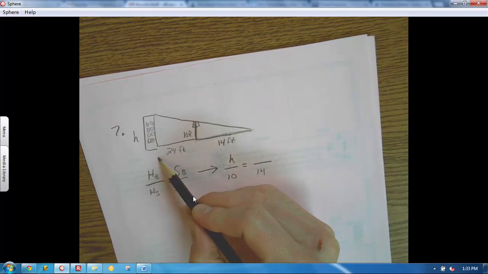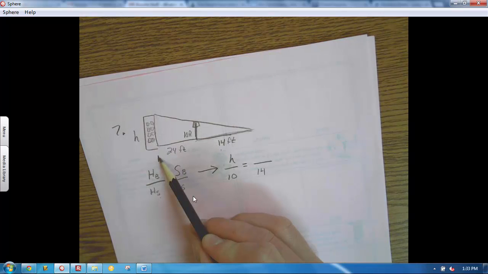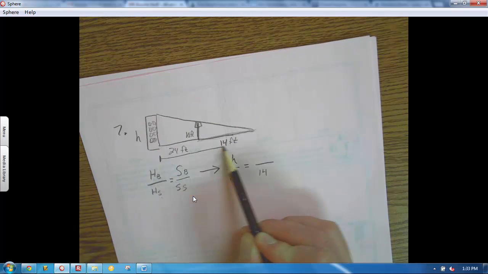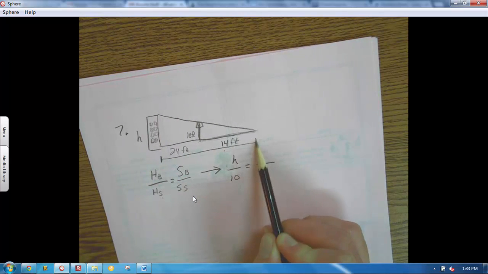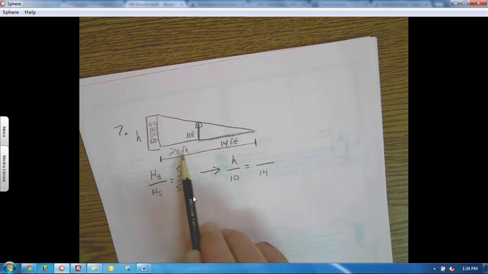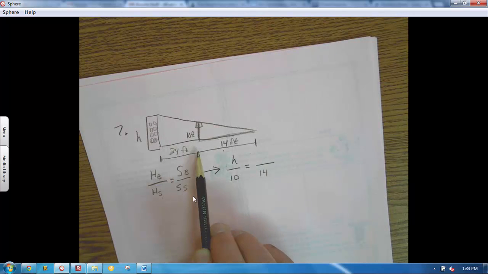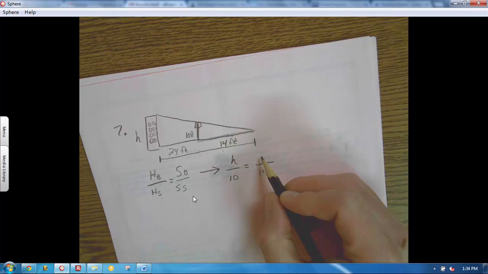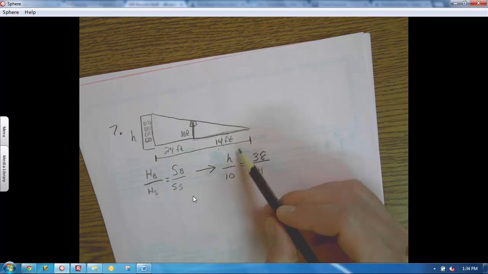And the shadow of the building, you've got to be careful here, goes from here all the way out to here. So it's actually going to be 24 plus 14 to get to 38. That's going to be the only tricky part of this, just realizing that you've got to complete this whole spot right here, and that's going to be 38 feet long. Once we get our setup after that point, it's pretty straightforward.